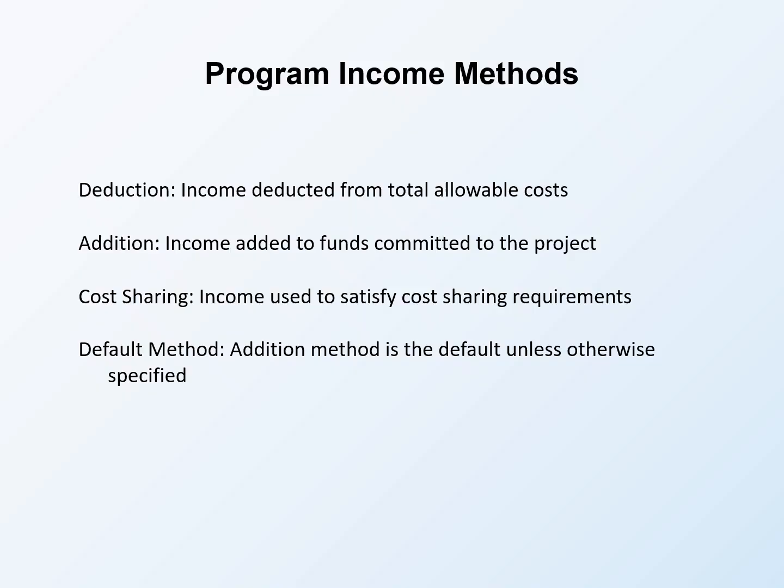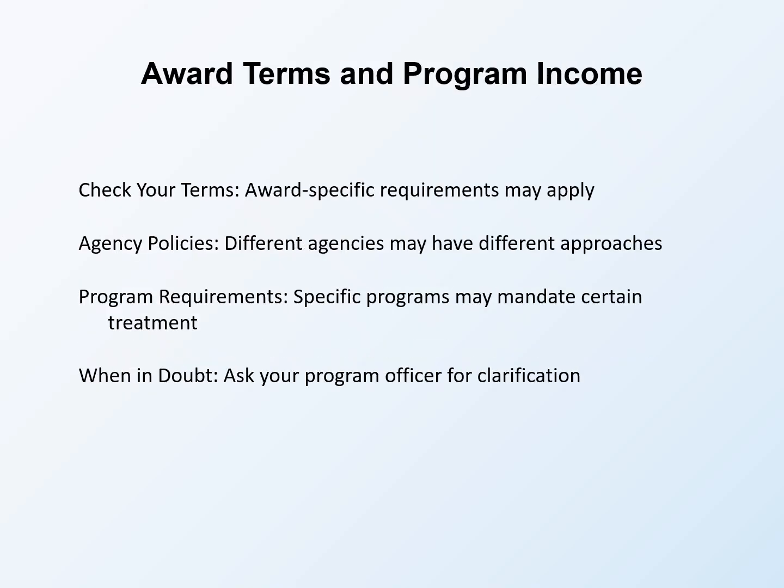The addition method is the default under the uniform guidance unless award terms specify otherwise. However, many federal programs have specific program income requirements that override this default. Always check your specific award terms to determine which method applies to your project. Award terms often contain specific program income requirements that you must follow.